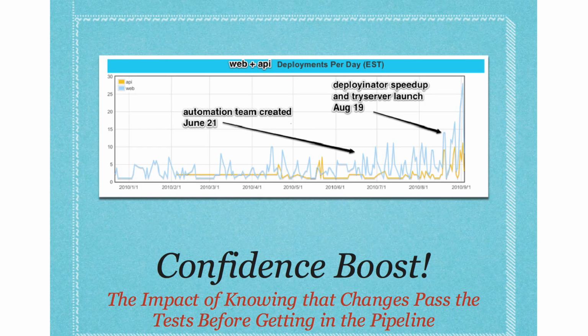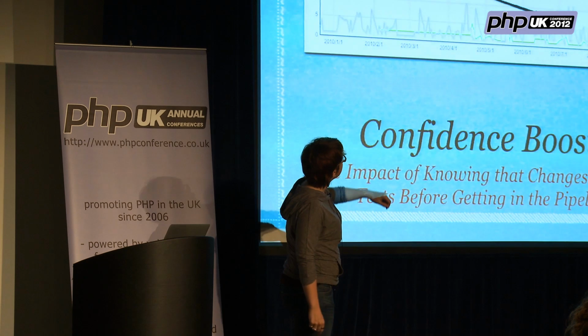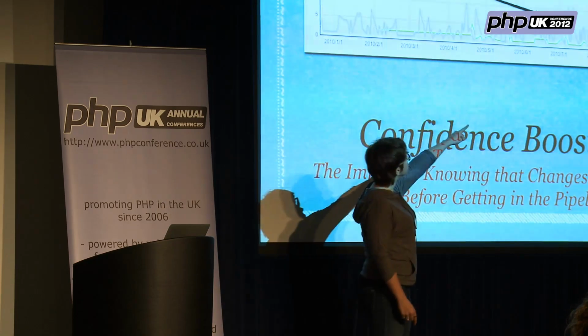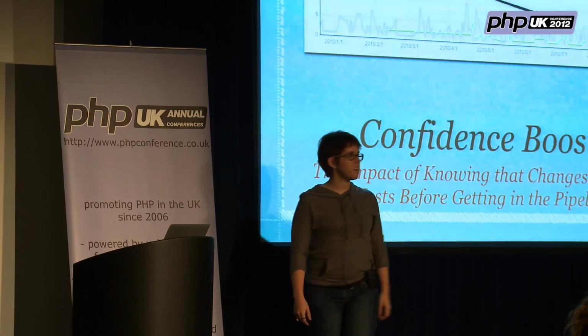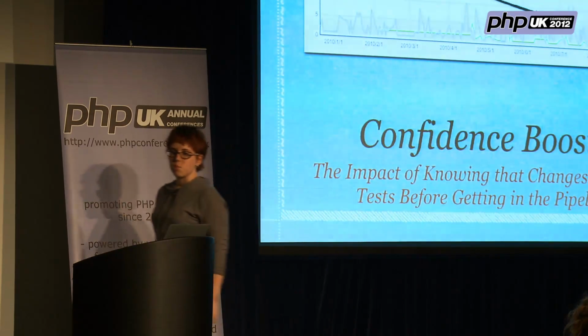And this try thing was our biggest confidence boost. This is the number of deployments that we were doing. As you can see, it's bouncing in the 5, maybe up to 10. But then as soon as we introduced the try server, huge spikes at the end. We started actually deploying code somewhat continuously.